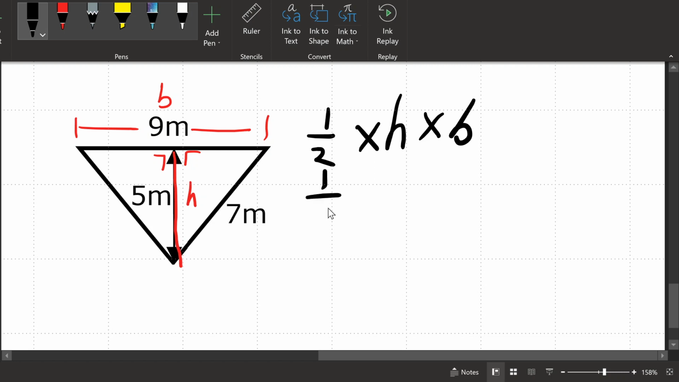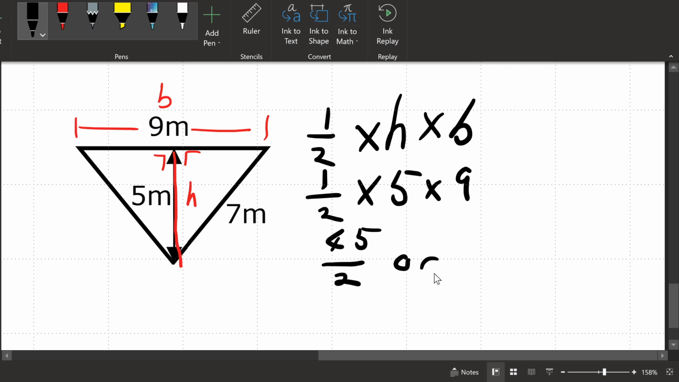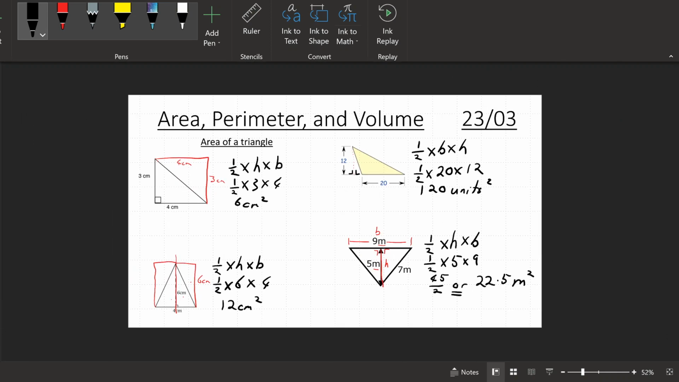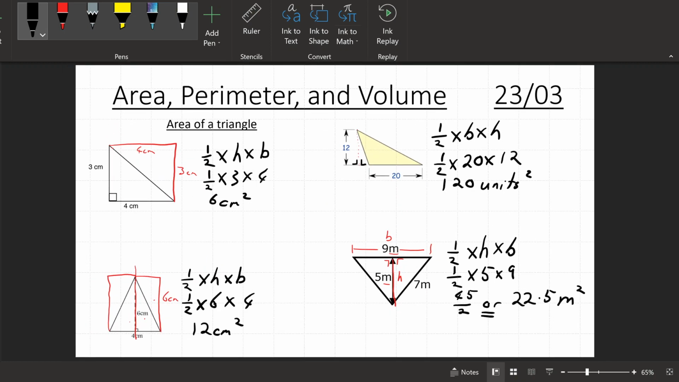So we get 1/2 by 5 by 9. So we're going to get 45 over 2, or let's put that into something simpler, 22.5. And of course, we're dealing with meters here. So if it's a meter base and a meter height, then the units at the end are going to be meters squared. And that, girls, is how we find the area of a triangle. I'll show you the full image there now.